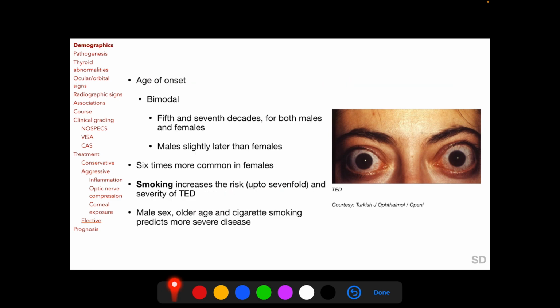myxedema. TED has a bimodal age of onset, with one being in the 5th decade and the other being in the 7th decade for both males and females. But on average, males have slightly later onset than females in each of these two groups. And TED is 6 times more common in females. Smoking is a known risk factor for TED, and it increases the risk up to 7-fold as well as the severity of TED. TED in males, in older age and in smokers predicts more severe disease.